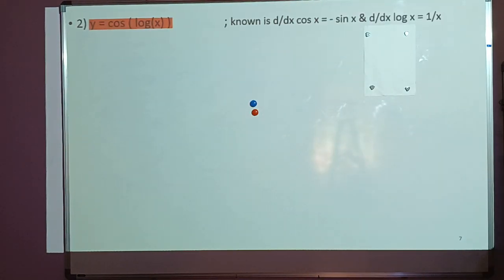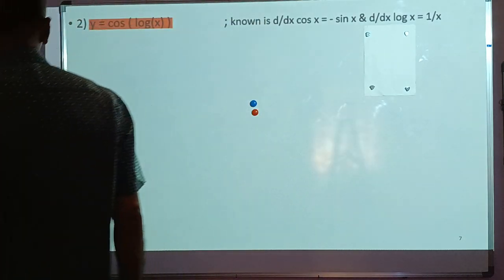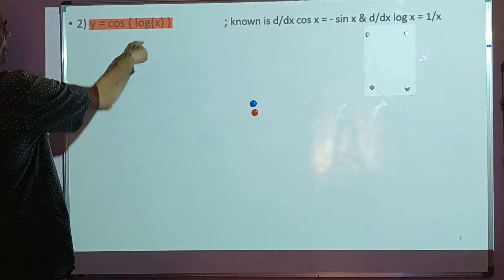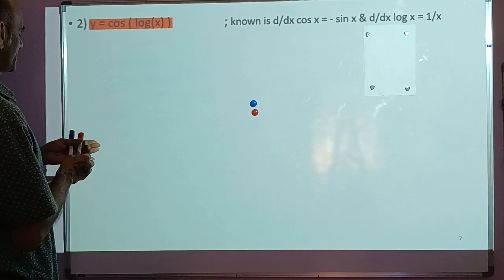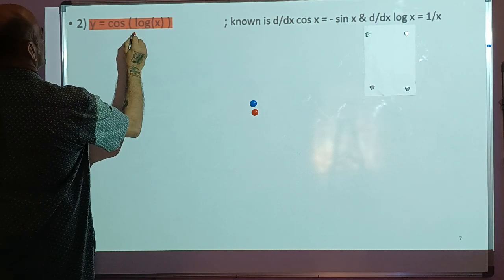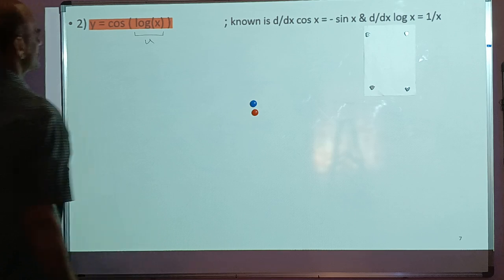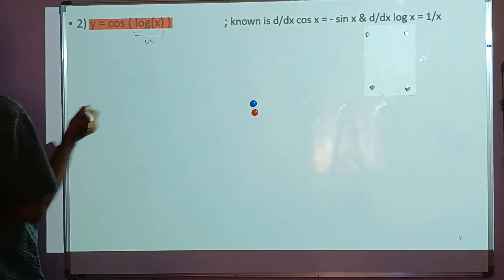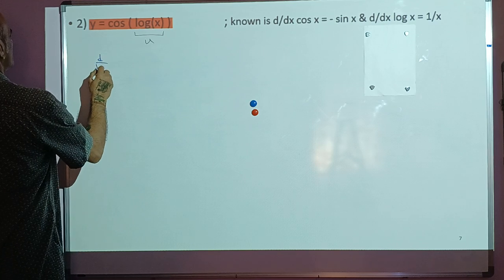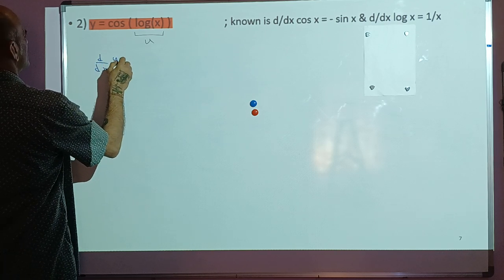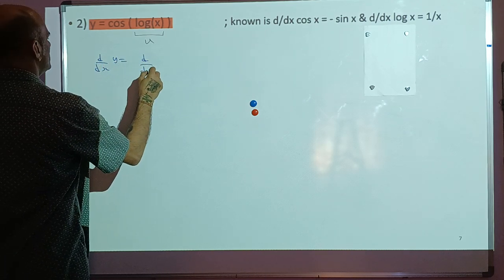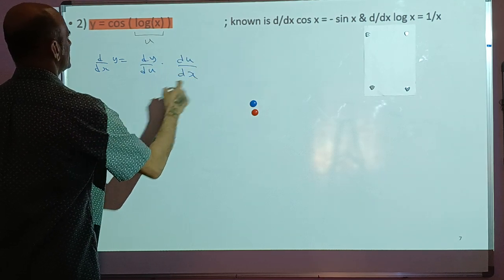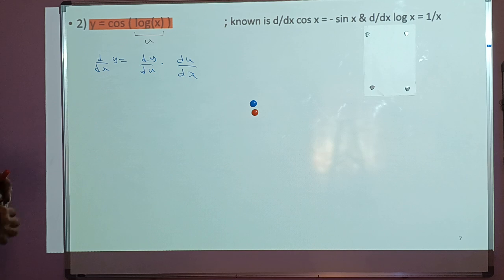Next example, we have to find the derivative of cos of log of x. We know the derivative of cos u, and also the derivative of log x. So here we have to make the substitution log x equal to u, because u is a variable and x is a variable, and du by dx can be written as d by dx of y can be written as d by du of y into du by dx. Du will cancel to give this one.